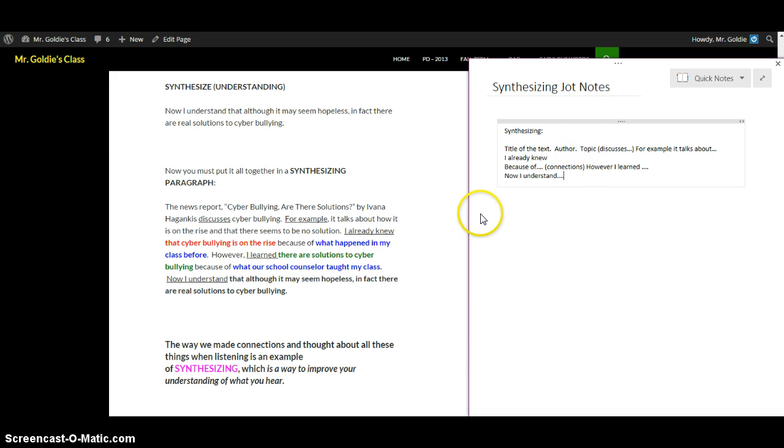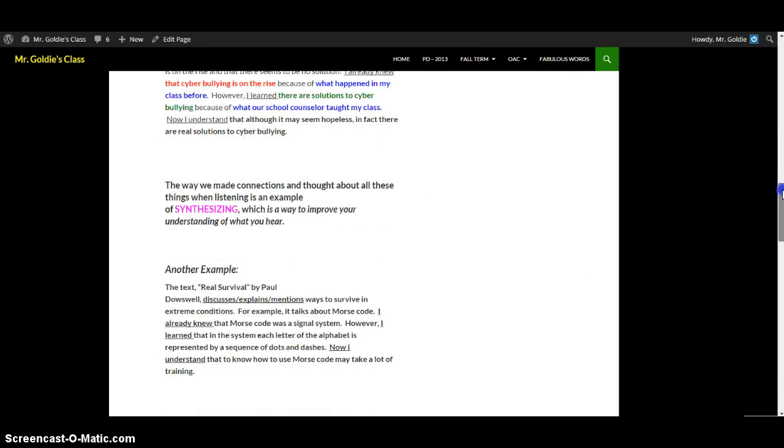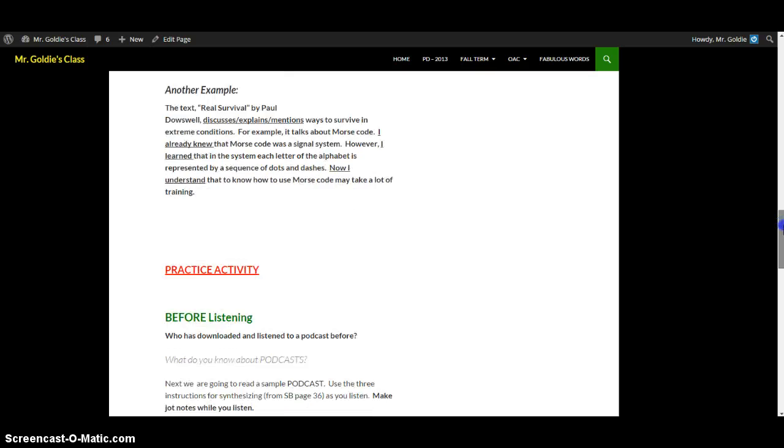Okay, so I'd like you to follow this formula. Consider it like a mathematical formula. You can copy this style right here if you like. I tried to make it easier for you to see here. But in your synthesizing paragraphs, I would like this format. Okay. Here's another example. You can read. Just slightly different wording.